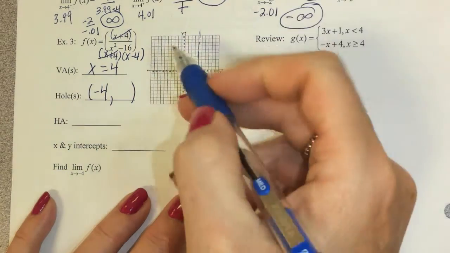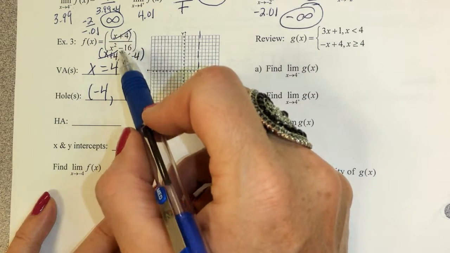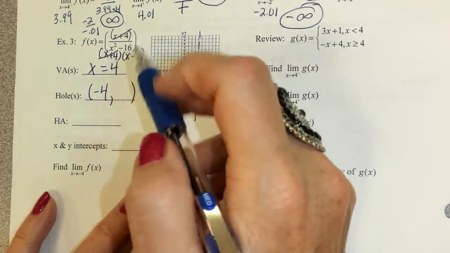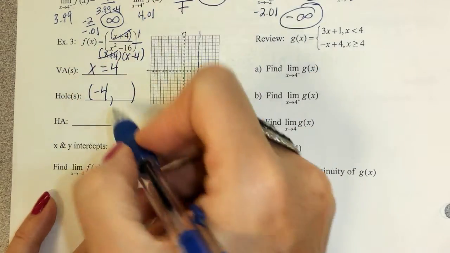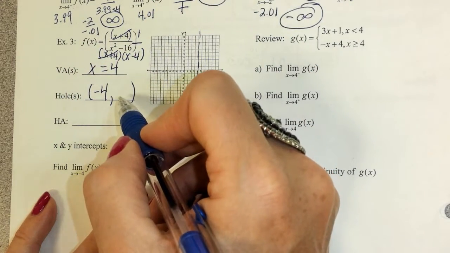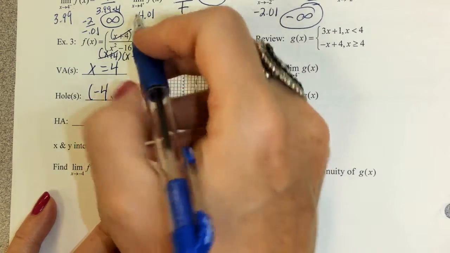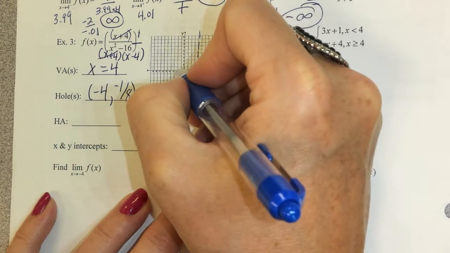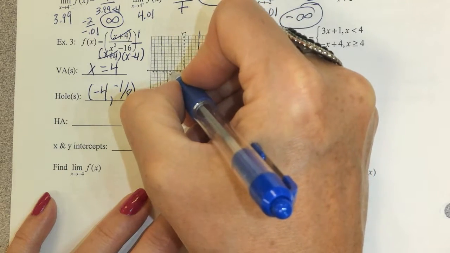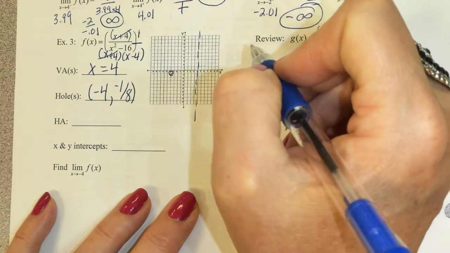Now, here's where people mess up, because they plug -4 into the original, and they get 0 over 0. You don't plug that into the original. You have to plug it into the factored form. This is the one place you have to use the factored form. So 1 over -4 minus 4 is going to be -1/8. So I'm going to try to show that there's a hole in the graph there with an open dot.